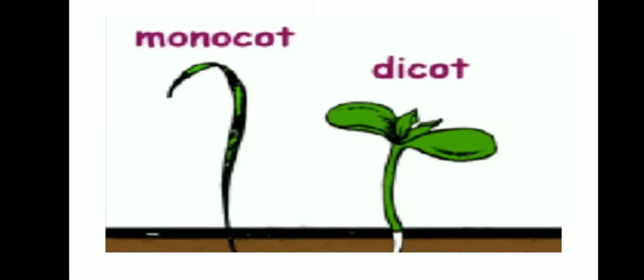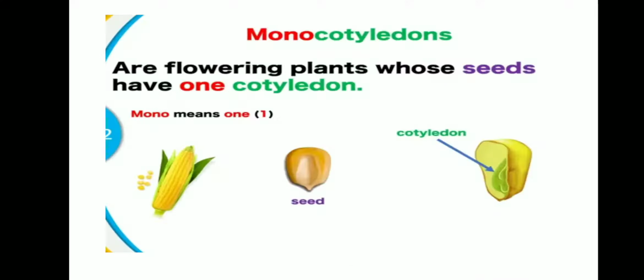Let's see the classification of angiosperms. It is classified into two types, monocotyledons and dicotyledons. Monocot, dicot. What's that monocot, dicot? Mono means what? Single. Monocotyledon means a single cotyledon will be present in the seed.